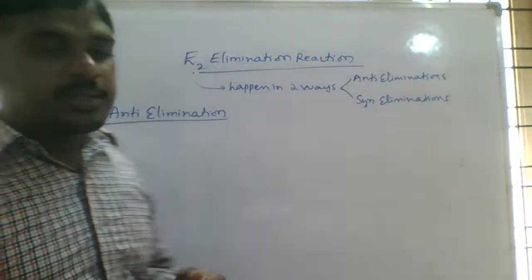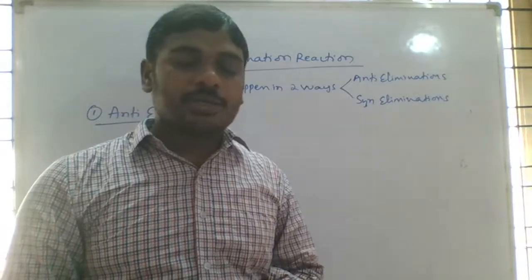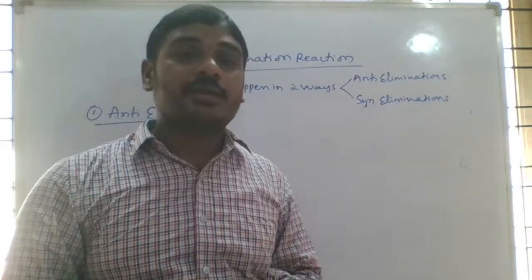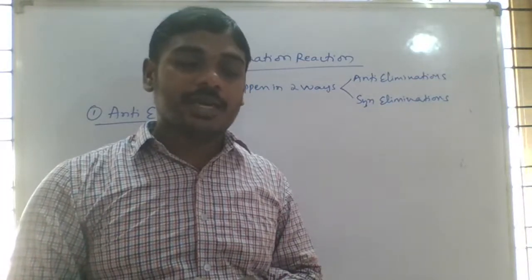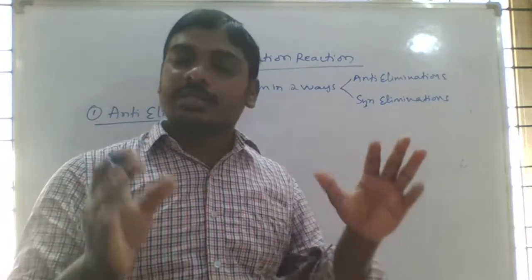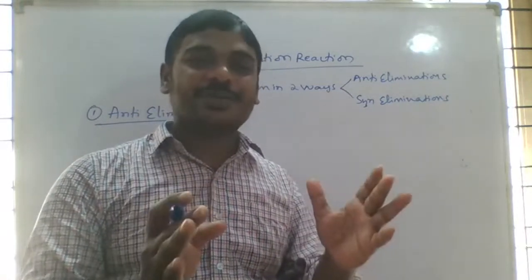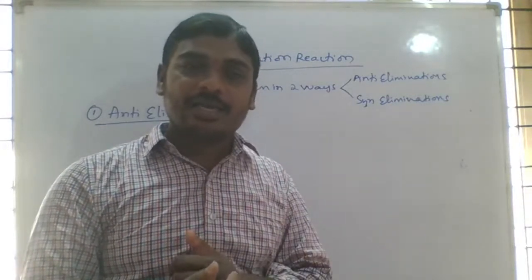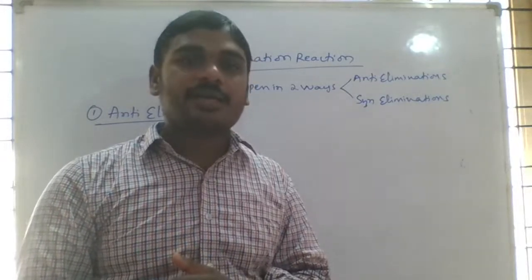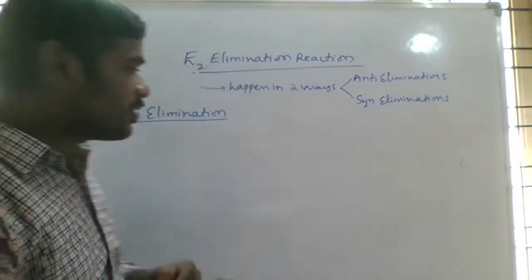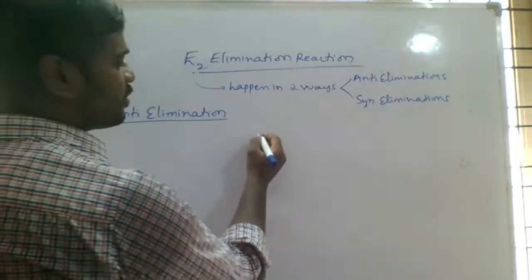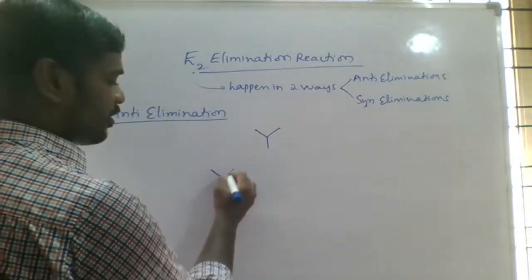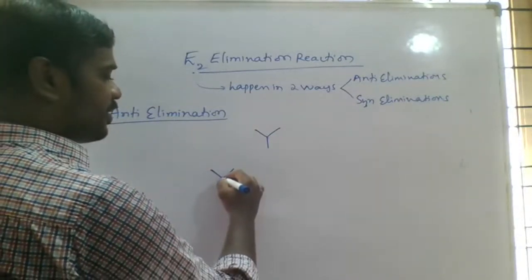So in anti-elimination, the two eliminated groups are oriented in a trans manner, or anti manner. So in these eliminations, first of all, we take the molecule in the form of the Sawhorse projection. In this, which type of Sawhorse projection? Anti or staggered Sawhorse projection. So how to represent the Sawhorse projection? First of all, take one Y type, another one also Y type, and in between they are connected by the diagonal line.